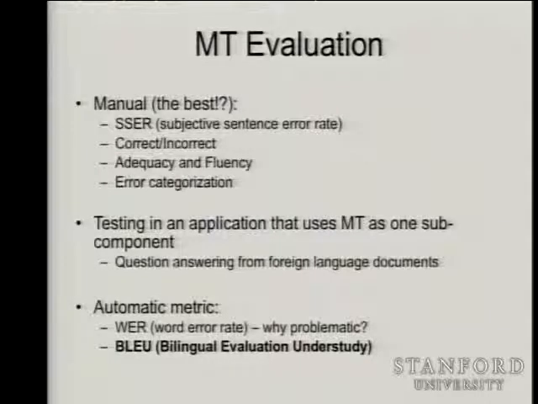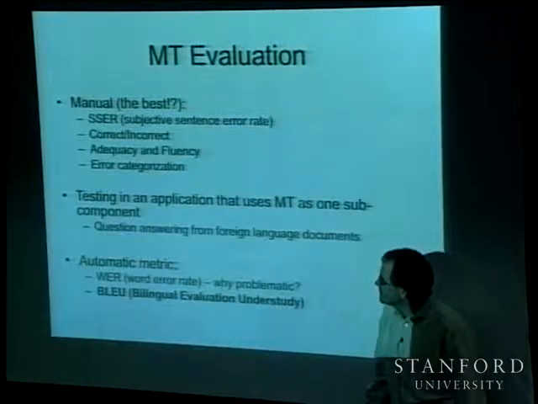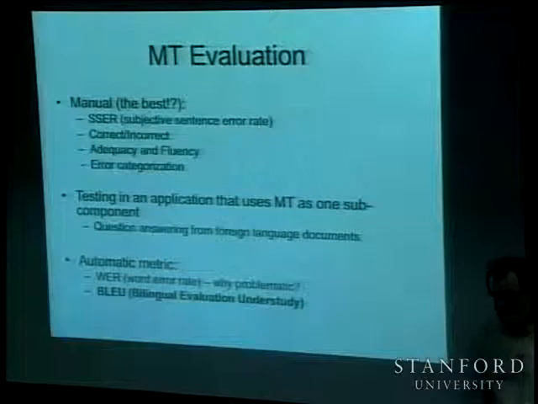But before I do, how do people do manual evaluation? There are various ways in which it's done. One way is subjective scores of how good a sentence is, on a 7-point scale. A common idea that's often used is this division between adequacy and fluency.